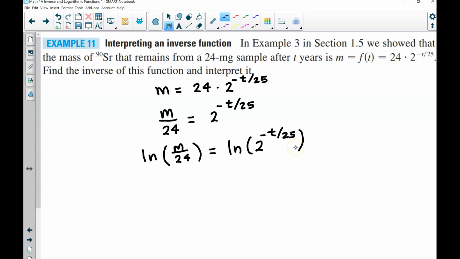Now again, using natural logs allows us to use the power rule so that we can solve for that value of t. If we expand on the left-hand side, we have the natural log of m minus the natural log of 24. And using the power rule, we have negative t over 25 times the natural log of 2. Now, if we want to solve for t, we can multiply both sides by negative 25.